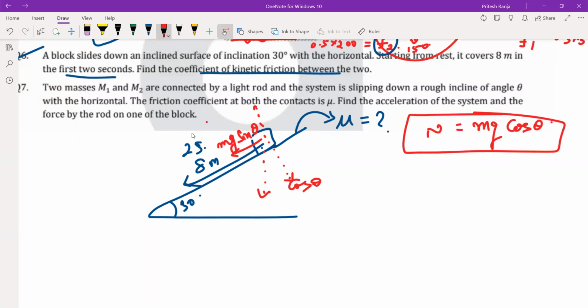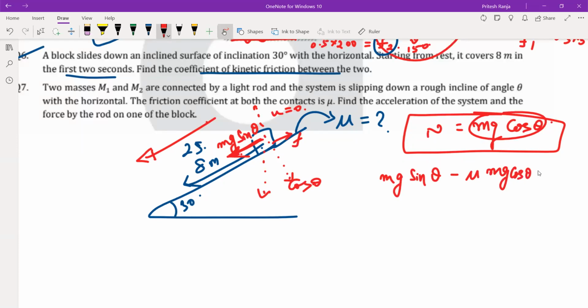Now it is moving in this direction, and initially it starts at rest, so initial velocity is 0. What will be the acceleration along this direction? For that, we will find the net force. Net force will be mg sine theta minus the friction force. So mg sine theta minus friction force, which is mu into normal, that is mg cos theta, is equal to m into a. We find a by cutting m from both sides. So a comes out to be g sine theta minus mu g cos theta.